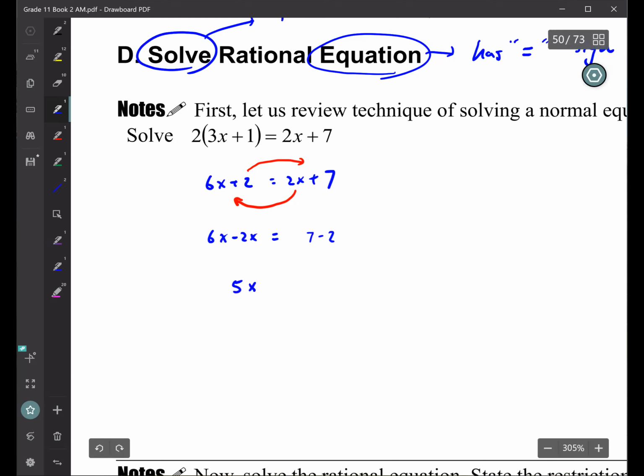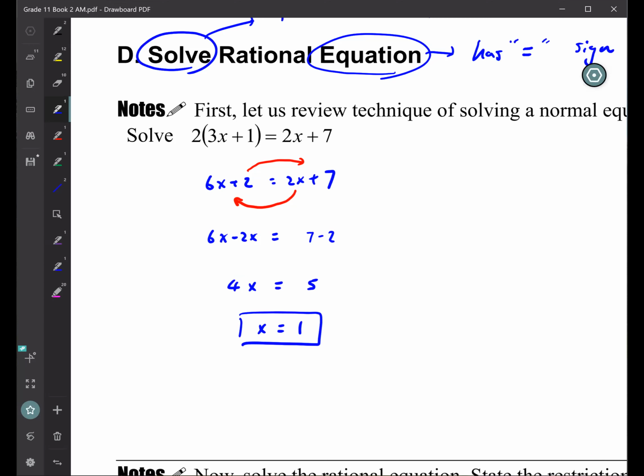And then you simplify, you get 5x equals 5. So x equals 1, right? So this is the answer. Yeah, isn't 6x take away 2x 4x? That's correct. Okay, thank you. You are the only one awake, huh? Okay, so 4x equals 5, so that will be 5 over 4.